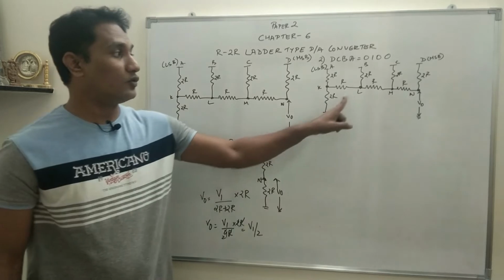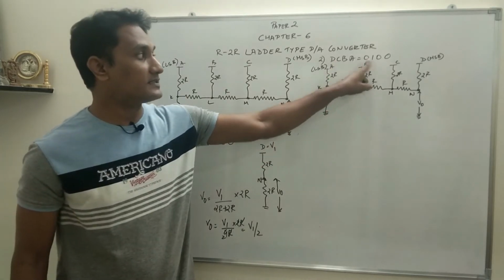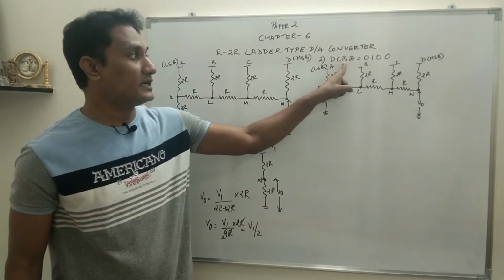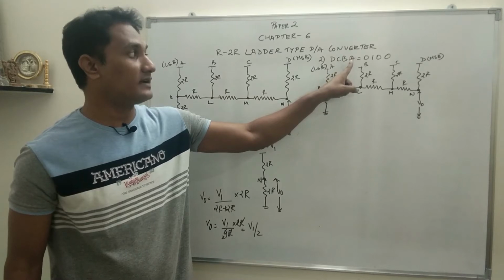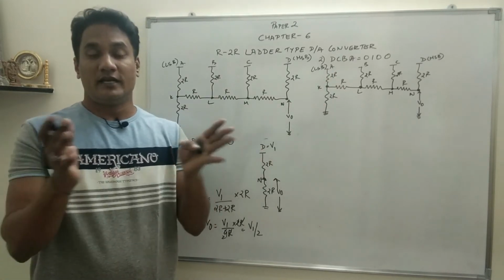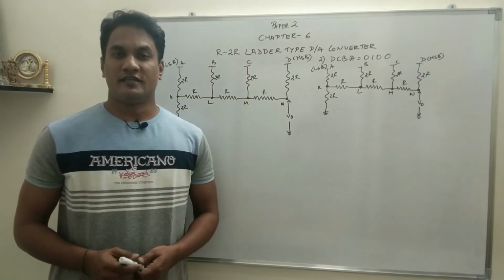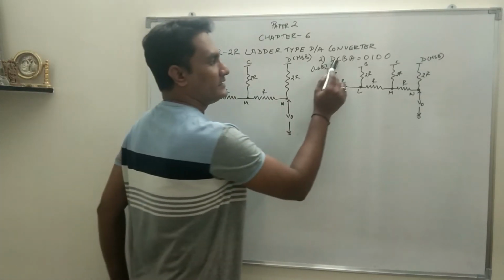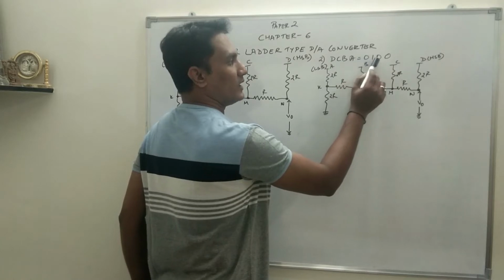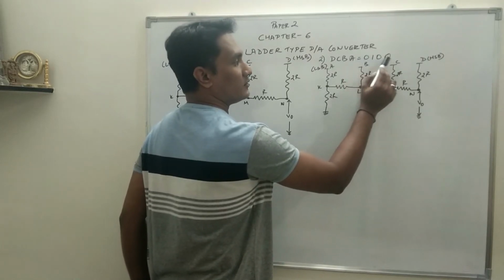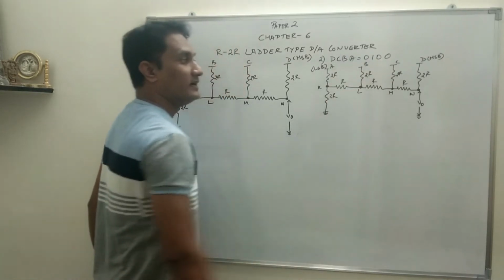Similarly, we have to calculate the output voltage when 1 appears at C, similarly when 1 appears at B and 1 appears at A, and then you have to accumulate all these things to get the output voltage. Now in the second case, we said DCBA equals 0 1 0 0, that means 1 appears at C.